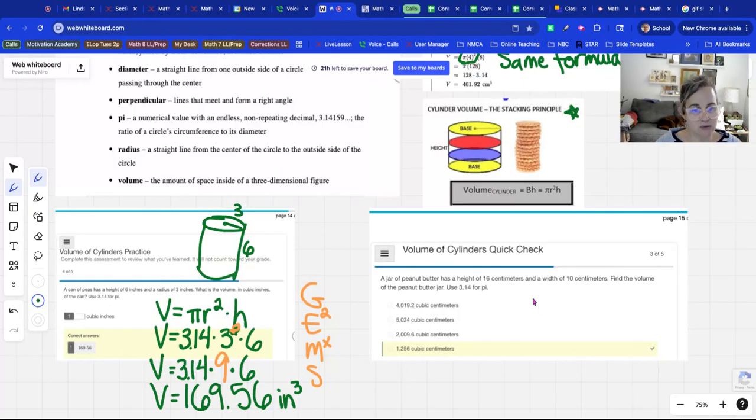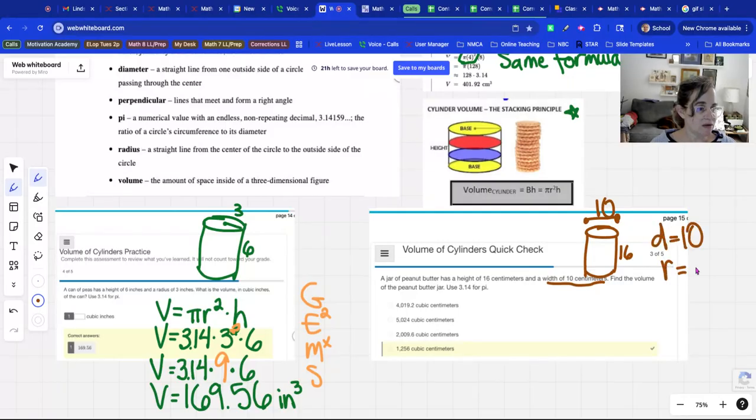All right, let's do the next one. This time it's peanut butter. Let me get my brown pen. So we've got a nice jar of peanut butter. I love peanut butter. Oh my gosh, it's so good. It has a height of 16. When they say a width of 10 centimeters, that's the diameter. That's how wide it is all the way across. So guess what? If the diameter is 10, that means the radius is 10 divided by 2, or 5.